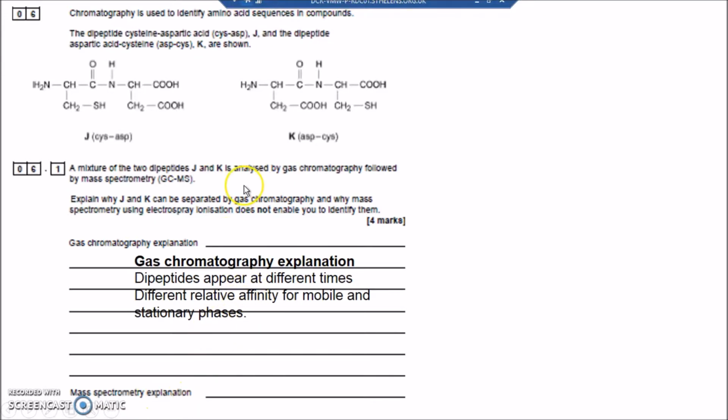Mass spectrometry explanation. I think both of these, if you count up the number of carbons, hydrogens, nitrogens, sulfurs and oxygens, they've both got exactly the same. So they're both going to have identical Mr. So their mass divided by charge ratios are going to be the same. So they're going to have the same m/z values.